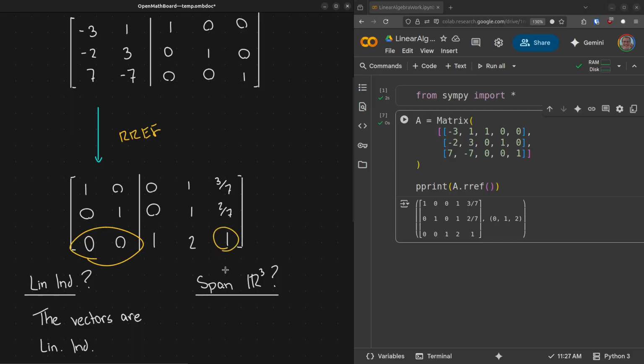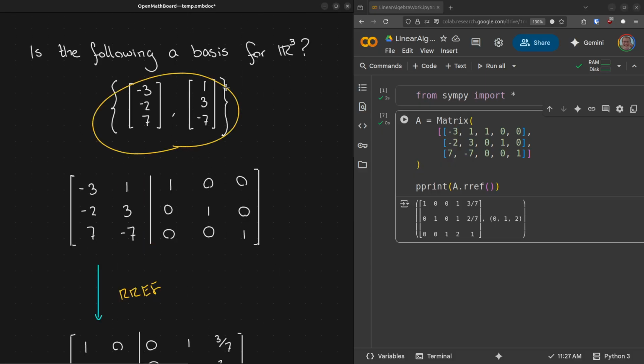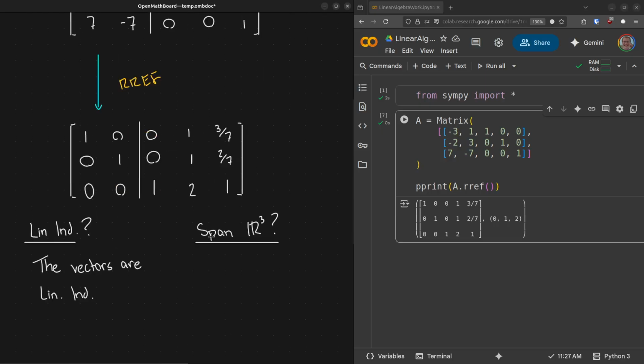Just looking at that last row and each column in my augmented part, I get 0, 0 on one side and 1 on the other, or 2 on the other, or 1 on the other. And each one of those would mean no solution. So not only do these vectors not span all of R3, they actually don't span any of the vectors in the standard basis. I cannot express i or j or k as a linear combination of these two vectors. So no, the vectors do not span R3.